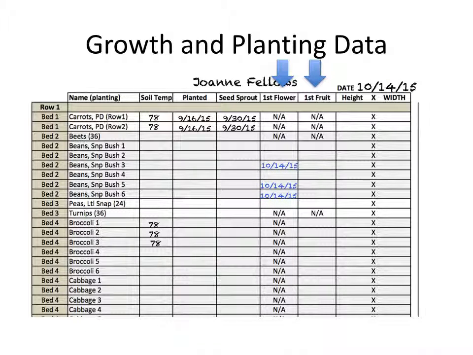Again, on our Wednesday data collection, the date of the first flowering or fruiting observed will be recorded. You'll notice the NA has been placed in several of the columns. This is where data doesn't apply. Carrots and beets will be harvested before they bloom.